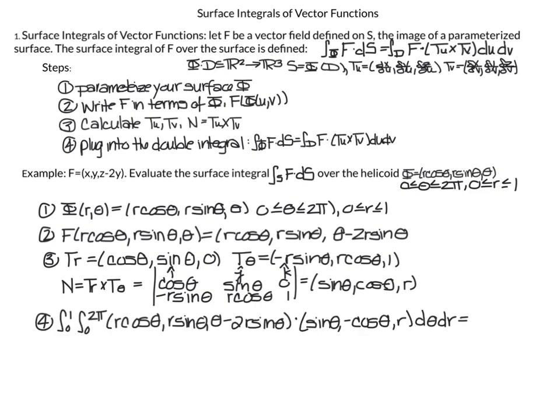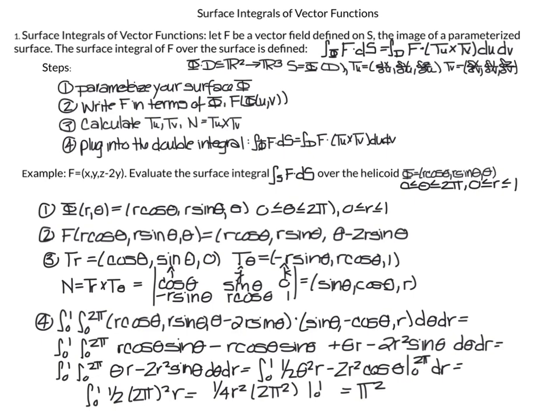And now I'm ready to plug in to my double integral. I have my limits of integration here. So theta goes between 0 and 2 pi, r goes between 0 and 1, and then I dot my f composed with my mapping function, and I dot that with my normal, which is tr cross t theta. And the rest is just integration and plugging in.